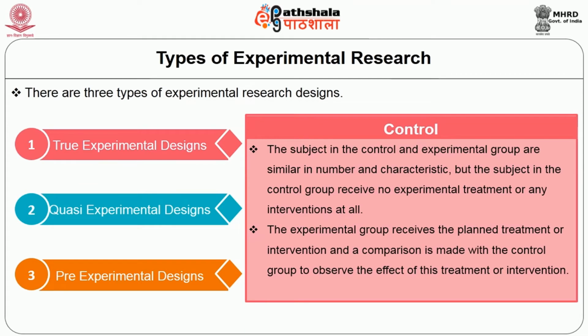The subjects in the control and experimental group are similar in number and characteristics, but the subjects in the control group receive no experimental treatment or any interventions at all. The experimental group receives the planned treatment or interventions, and a comparison is made with the control group to observe the effect of this treatment or interventions.